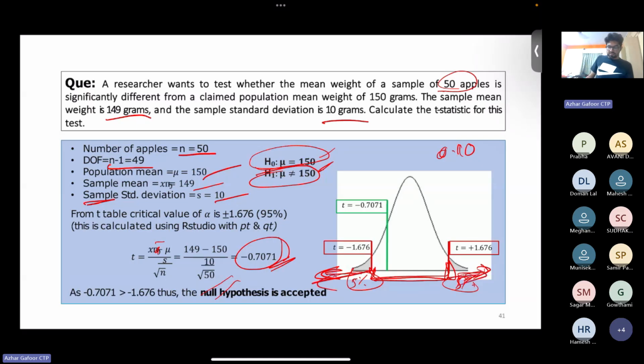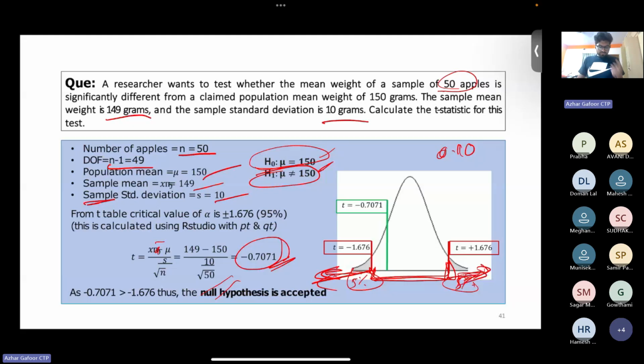So in this case, we can say that the mean of the sampled 50 apples is not significantly different from the mean weight of 150 grams, the population mean weight.